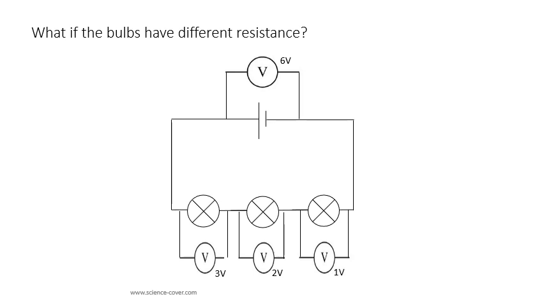In this case, the bulb with the highest resistance will be the first bulb. It's got a higher resistance, and so it takes a larger share of the voltage. The bulb with least resistance will be the third bulb, and that takes the lowest share of the voltage.